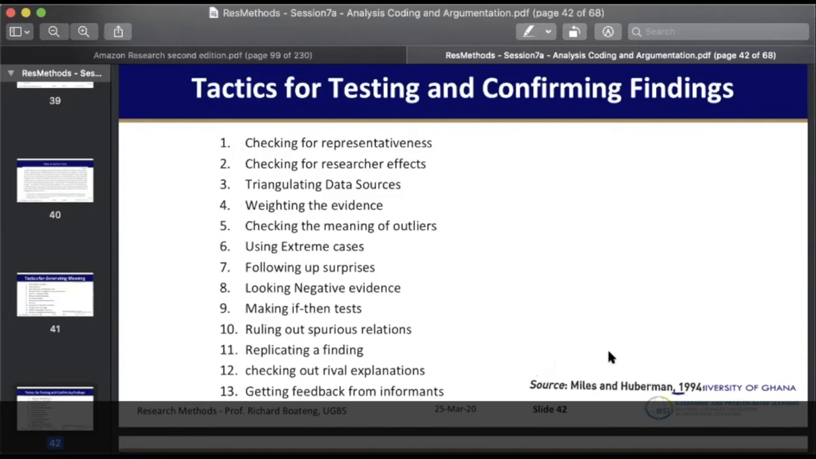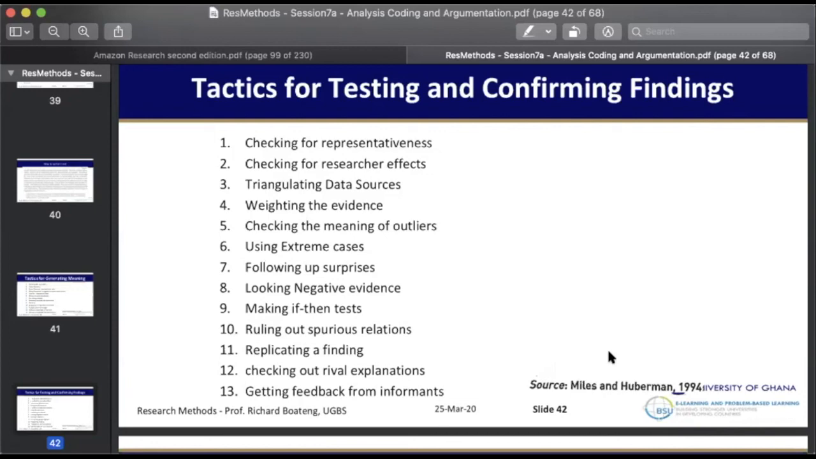Then you have to also check whether there's a replication of the finding. I mentioned that earlier in Auntie Akosua and then in Ajua's own study. So you compare what happened in Auntie Akosua and Auntie Grace. Compare, when you have the possibility and it's not one case study, compare different cases with the same phenomenon as it occurred in case A and as it occurs in case B.